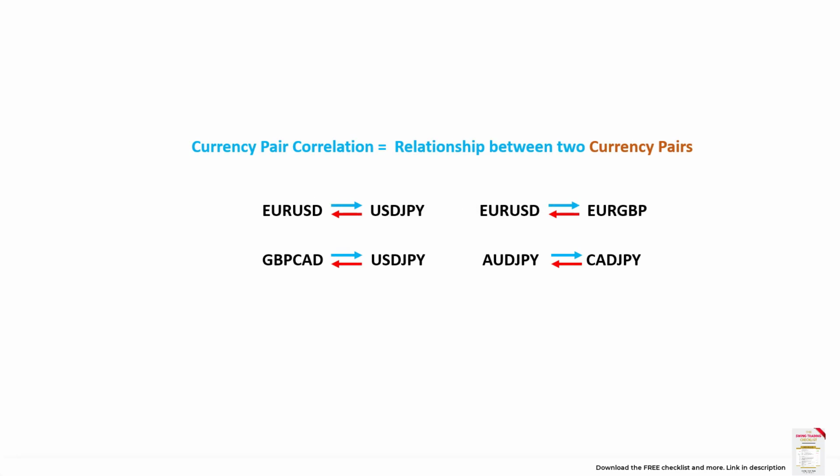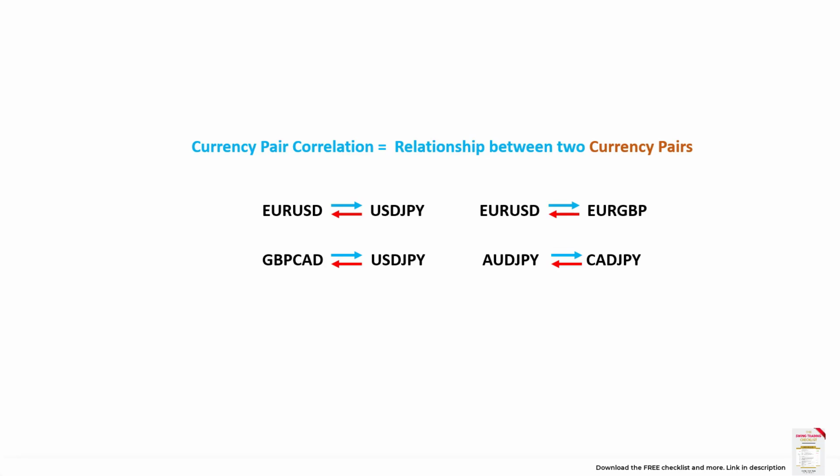So what is the correlation of currency pairs? In simple terms, currency pair correlation means the relationship between two currency pairs. This is exactly the same as currency correlation, but this time the relationship happens between the currency pairs. To learn more about the correlation of currency pairs, you need to understand the different types of correlation first.